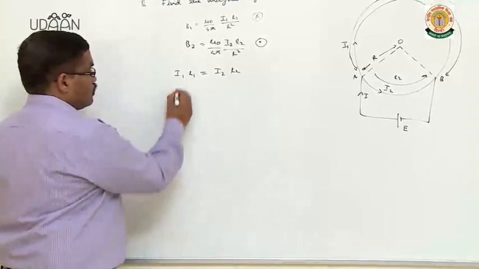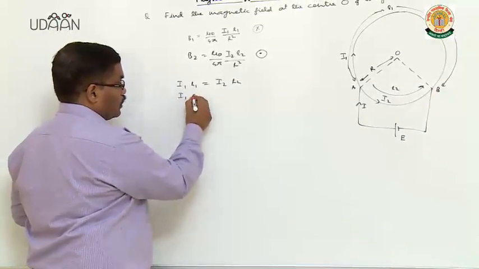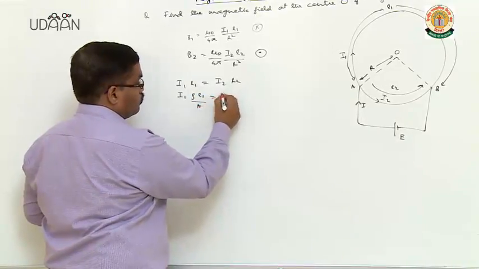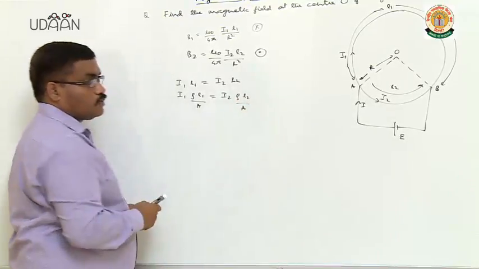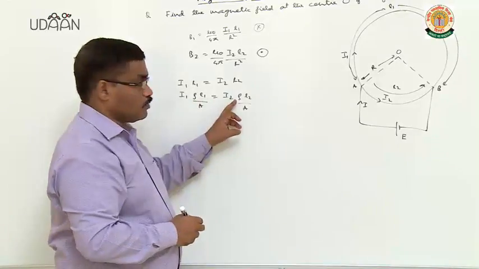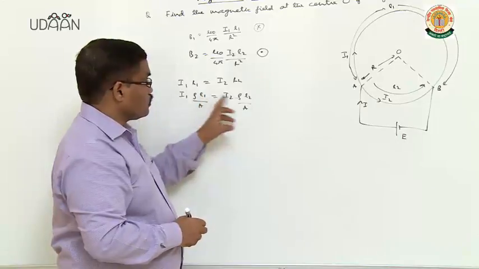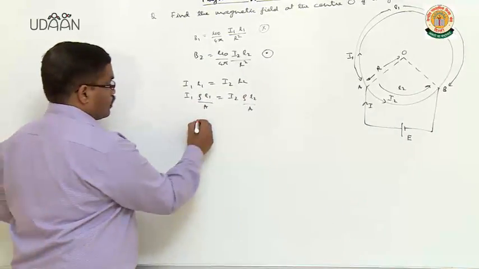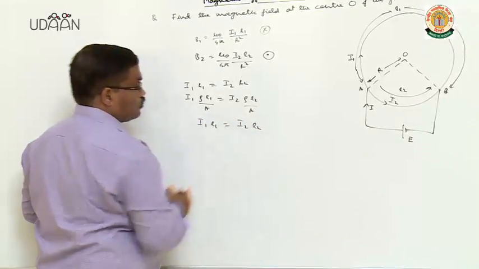Or I can rewrite this as I1 into, instead of R1, rho L1 upon A, is equal to I2 into rho L2 by A. Now since the entire loop is made up of the same material, your resistivity will remain the same, area of cross section also remains the same, but your length is varying, that's why the resistance is varying. Now from this you get I1 L1 is equal to I2 L2.